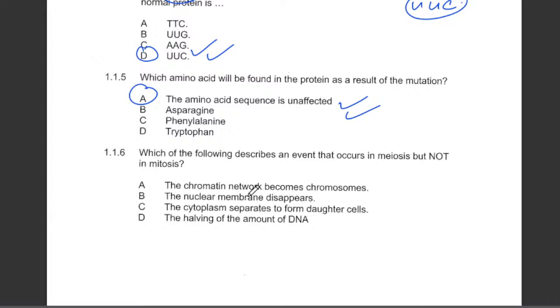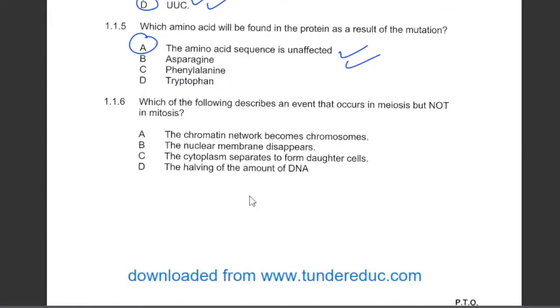Which of the following describes the event that occurs in meiosis but not in mitosis? So in this case, we are looking at what occurs in meiosis but not mitosis. Chromatin network becomes, yes, both they occur. Nuclear membrane disappears, correct. Cytoplasm separates, yes.